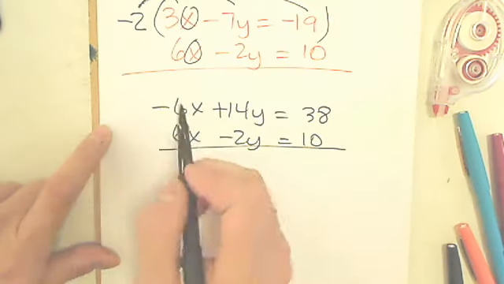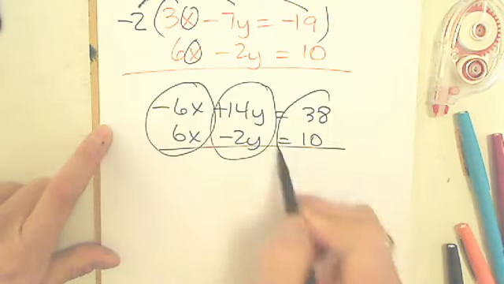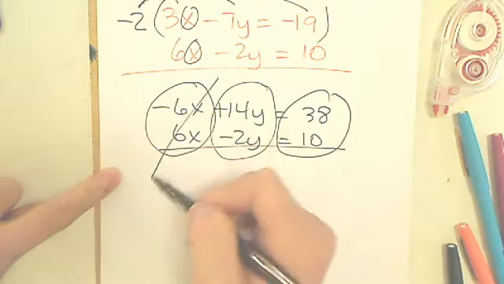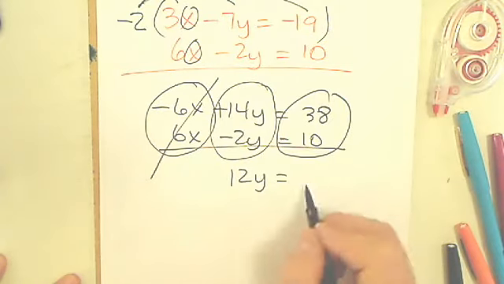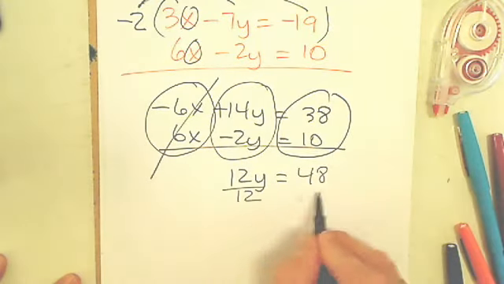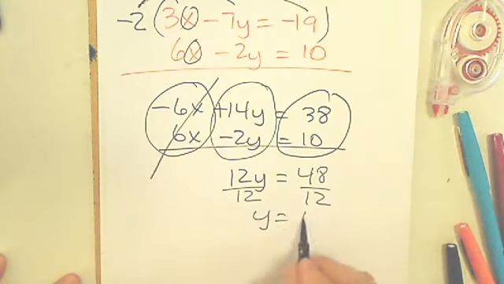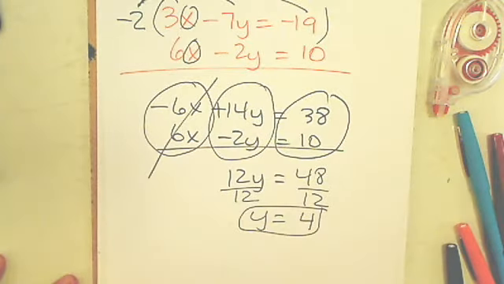Now, we are able to eliminate, cancel out by combining like terms. We can cancel out the x. We have left 12y equals 48. Y is 4.